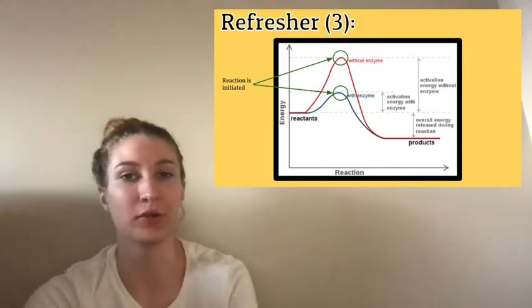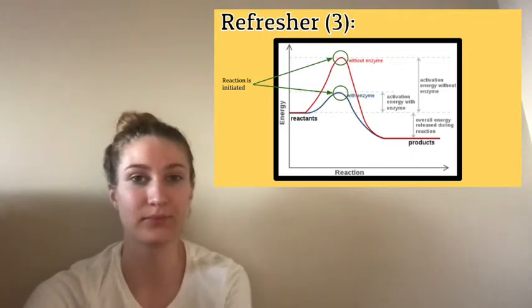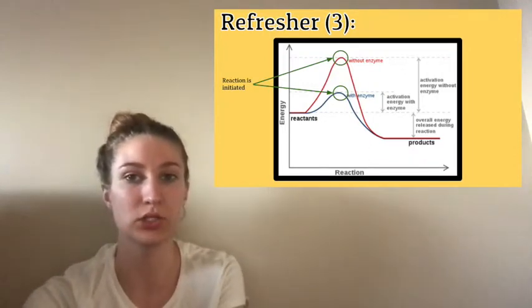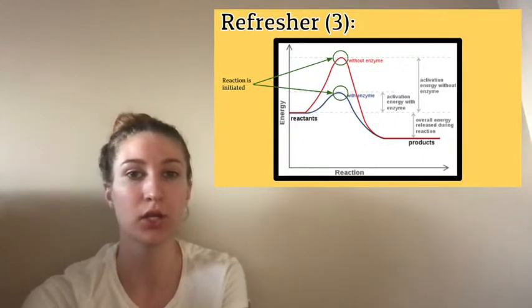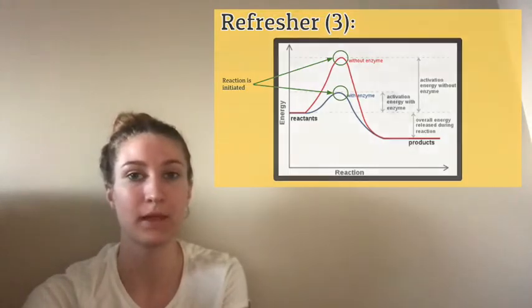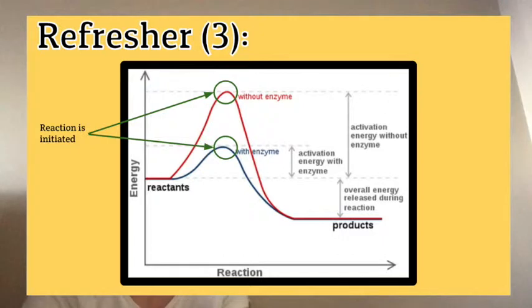This graph pictured here might help you visualize the reaction. Notice the line in red illustrates the rate of the reaction occurring without an enzyme. Notice how much more energy it takes for the reaction to initiate versus the blue line, which has an enzyme.